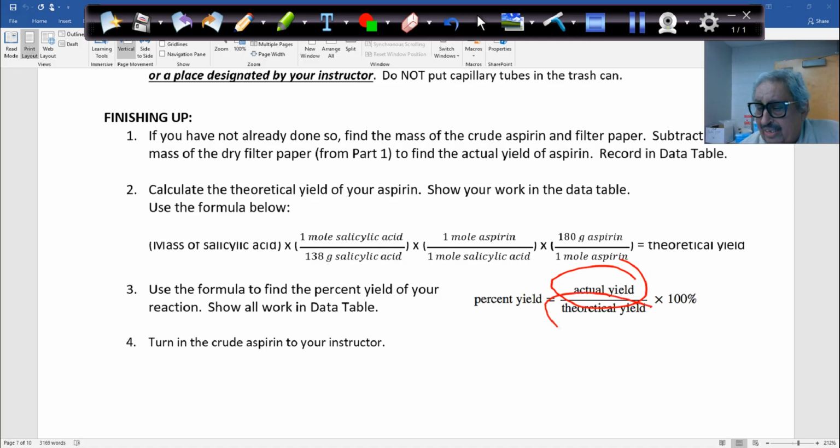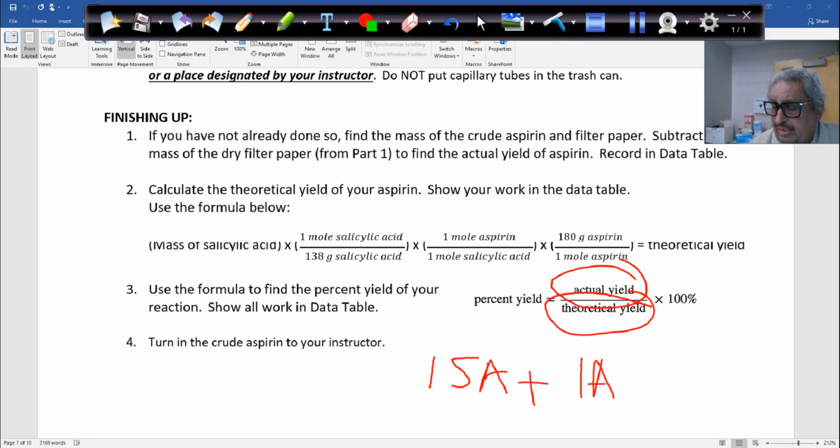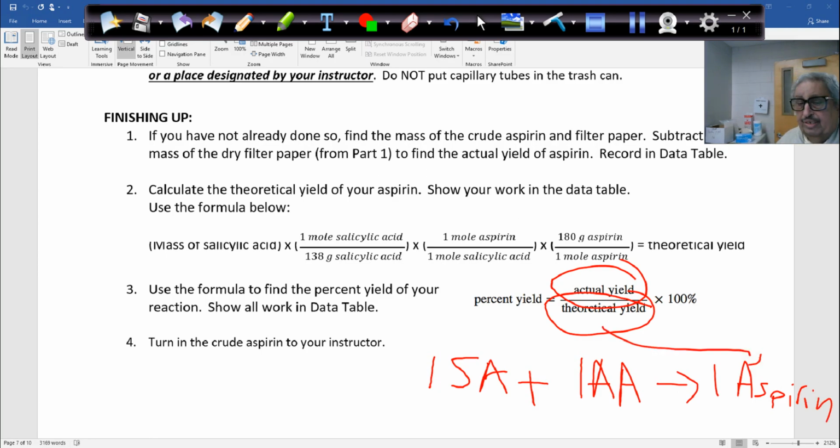The theoretical yield is based on the fact that 1 mole of salicylic acid plus 1 mole of acetic anhydride will give you 1 mole of aspirin. So that's how we calculate the theoretical yield of aspirin. So what you will do, that's your mass of salicylic acid you started with. We said what? Around 2.50 grams.